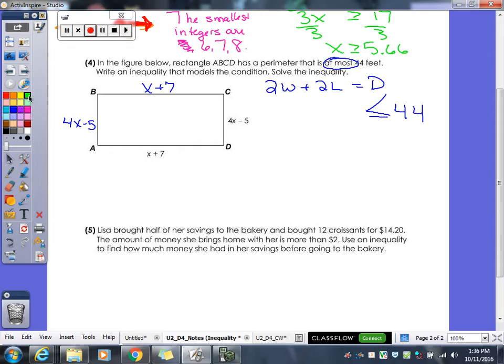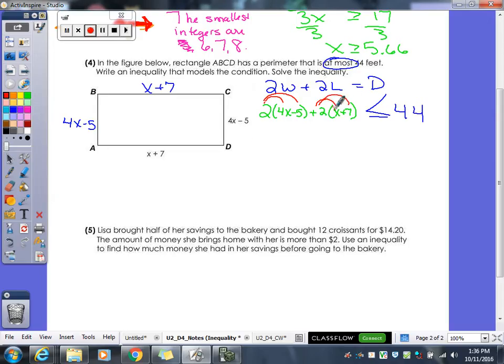Like they want that one. You'll just see it more. So 2 times the width, which is 4x minus 5, plus 2 times the length, which is x plus 7. Now, could you have said, if you wanted to, 4x minus 5 plus 4x minus 5 plus x plus 7 plus x plus 7? Sure. You could do length plus width plus width. I'm just showing you this because you will see that they use this formula, so I want to expose you to it. Now, just like our DCV, distribute, combine.